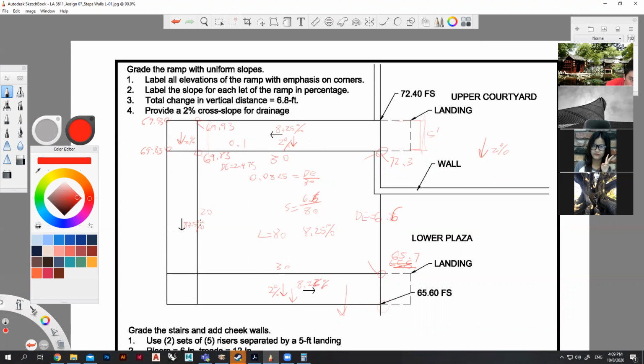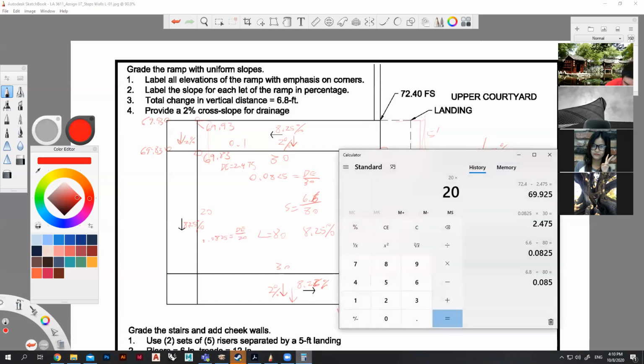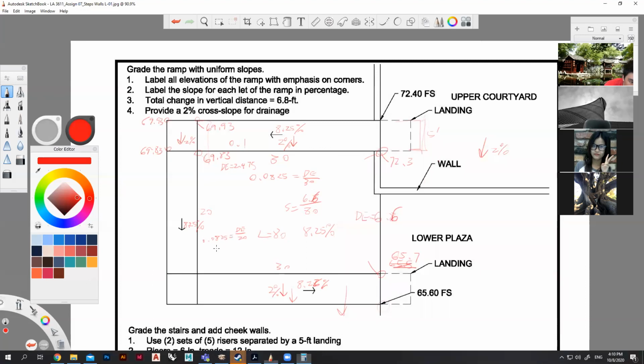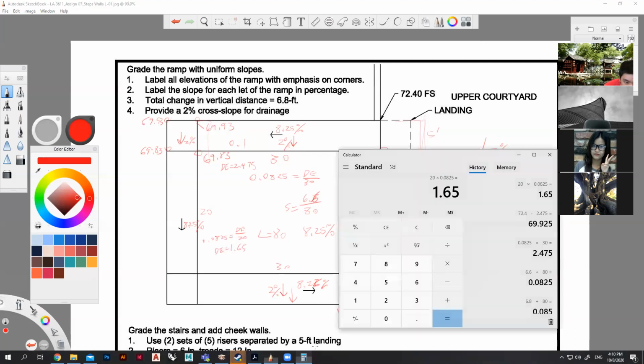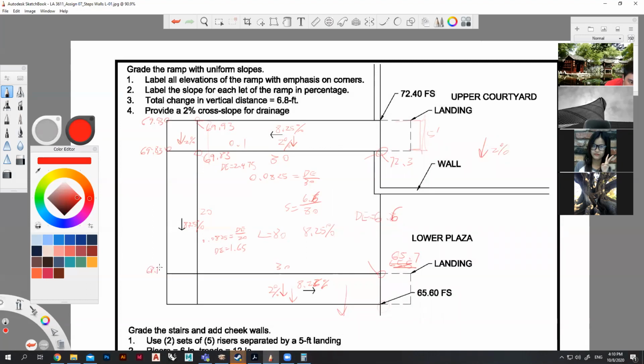So same thing here. You use your L here, 20, and same slope here. So 0.0825 equals your DE over 20. So your 20 times 0.0825 will give you 1.65. DE equals 1.65, and you just take one of those numbers and subtract 1.65 from it. 69.83 minus 1.65, you get 68.18. And this is also having a cross slope down that way.